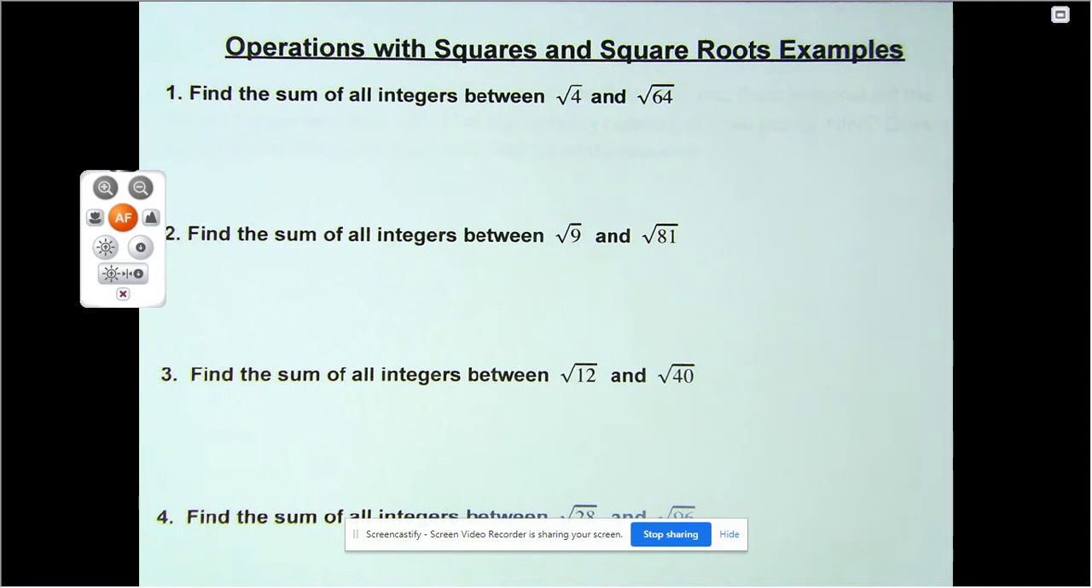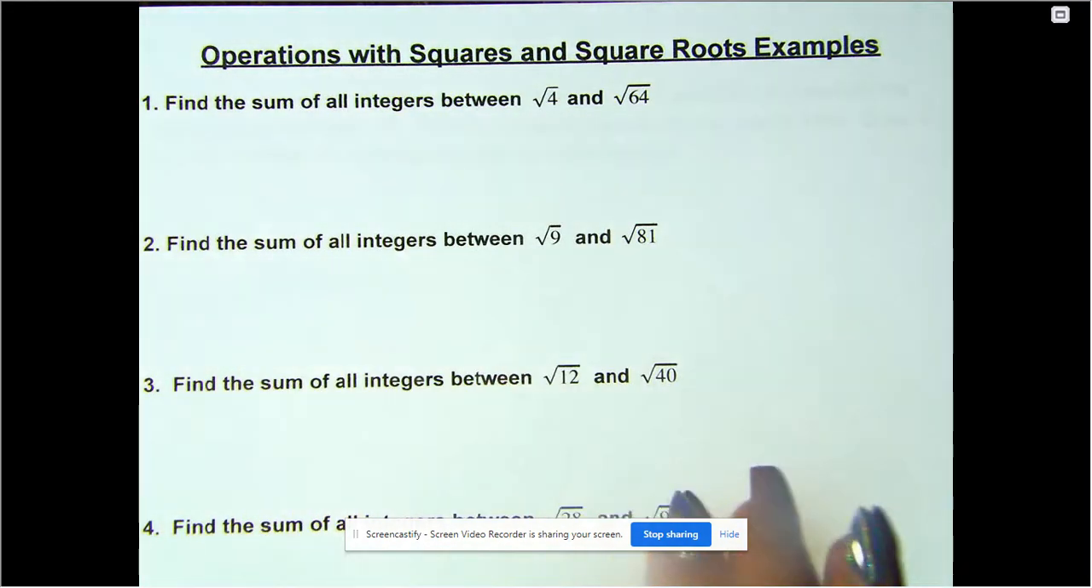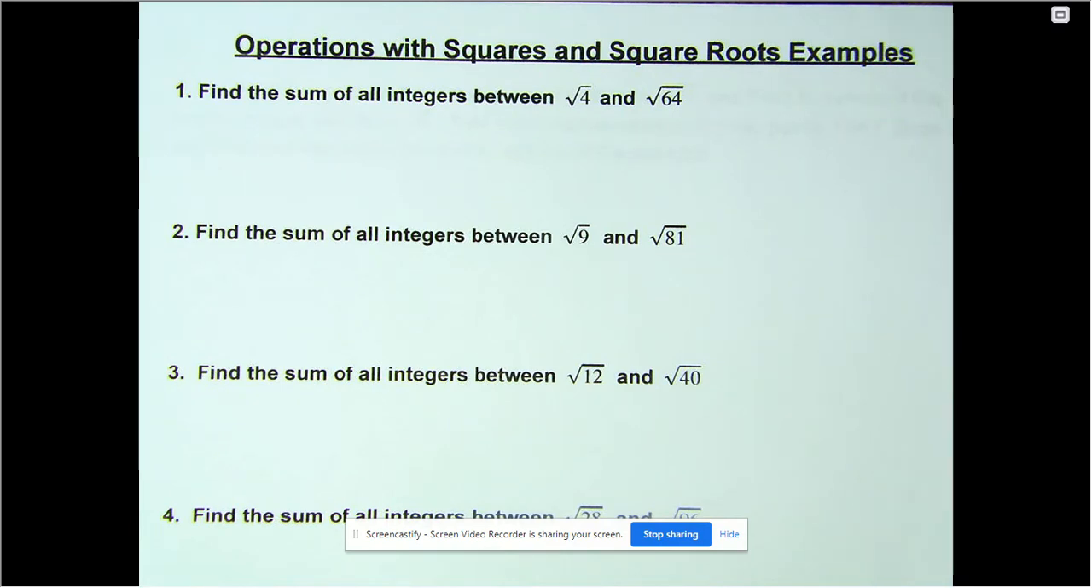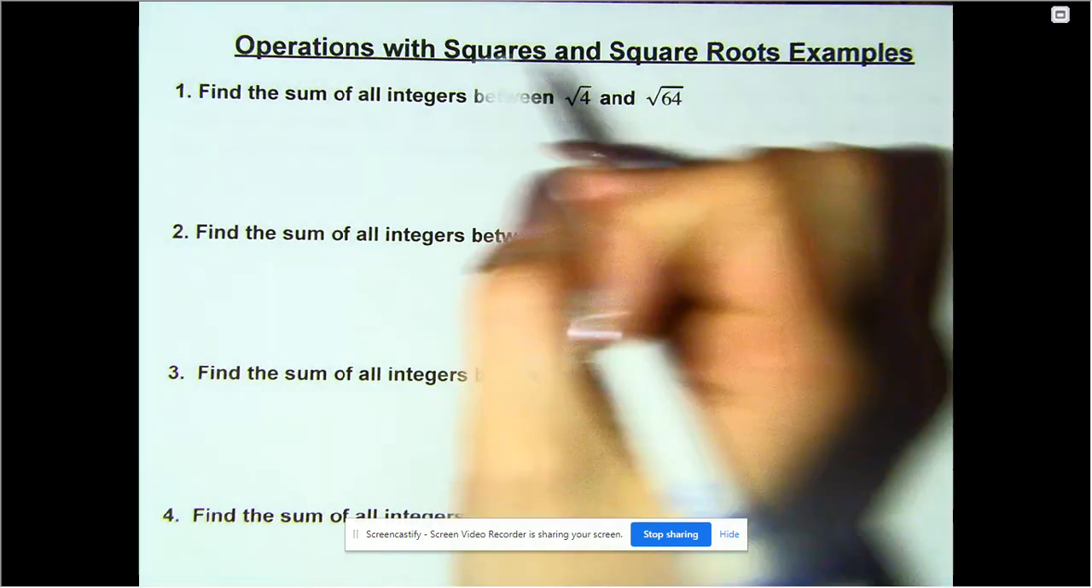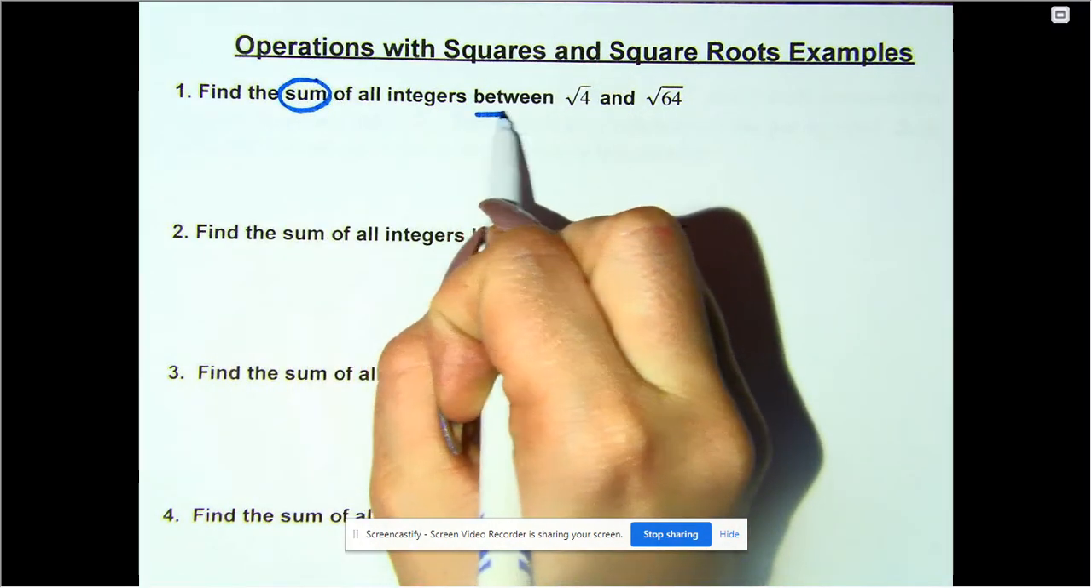With squares and square roots. I have a couple examples for you guys to get started today. So as you notice, we're going to be doing operations with our squares. So number one, a keyword in it says find the sum of all integers between. So we know that sum is adding, and then in between is also going to be a keyword.